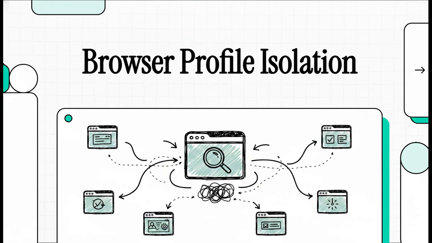Okay, let's jump right in. If your browser automation runs perfectly with just one profile, but completely falls apart when you try to scale it up, well, the issue probably isn't your script. It's almost certainly your profile strategy.